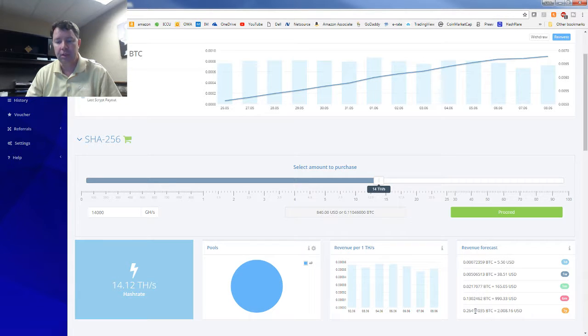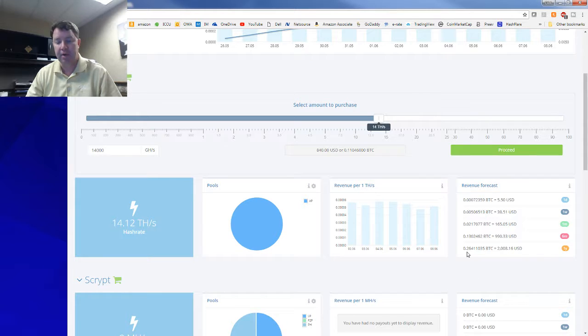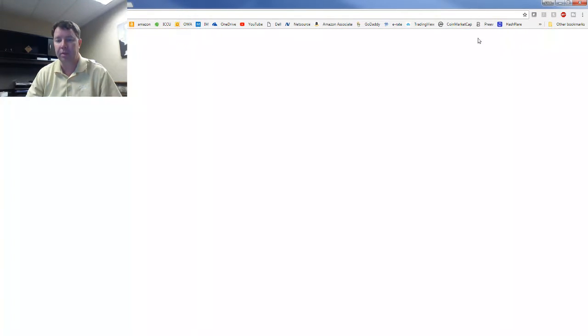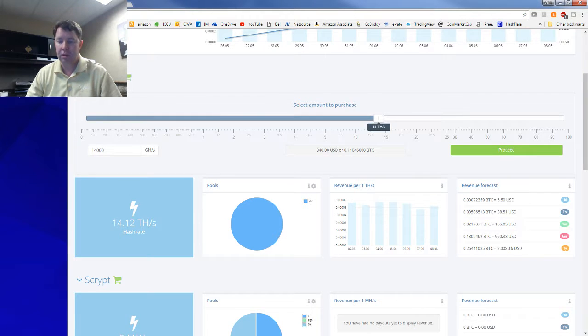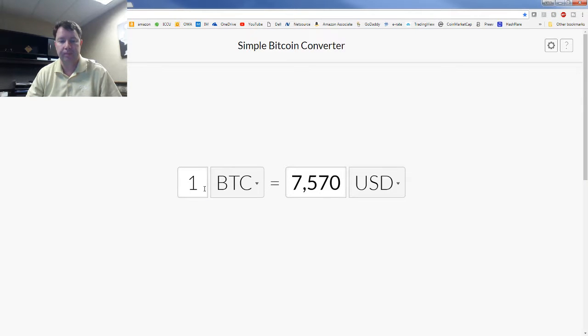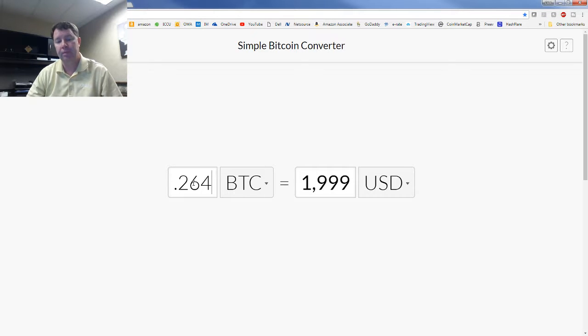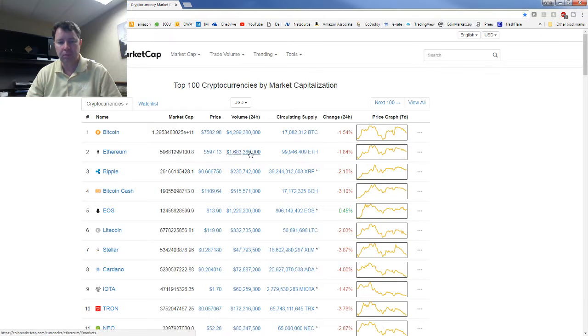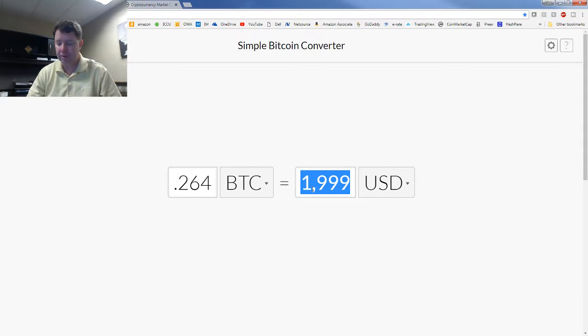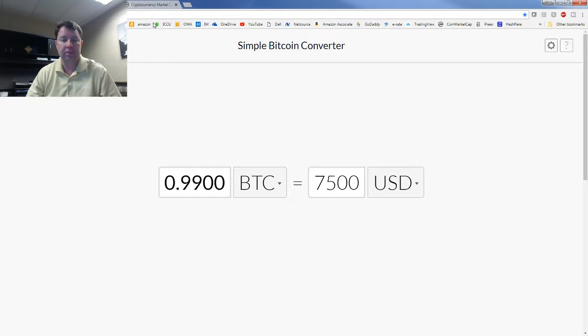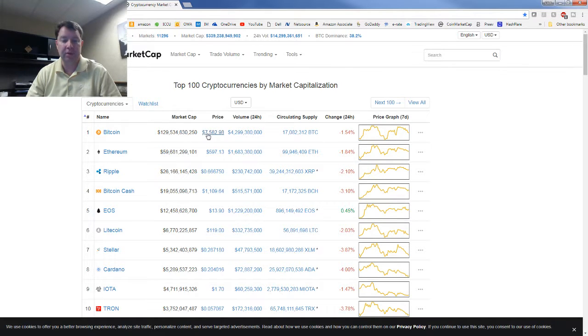You invest the money, it pays you back over time in Bitcoin. And if Bitcoin goes up, so let's say this is now at 0.028, let's just play with that number real quick. 0.264. So Bitcoin price 0.264 is $1,999. Well, I don't have a calculator to do this, but what if Bitcoin goes up? Right now, the current price of Bitcoin is 7,500. 7,500 is 0.99. So, let's say that it goes up to 10,000 or 20,000.